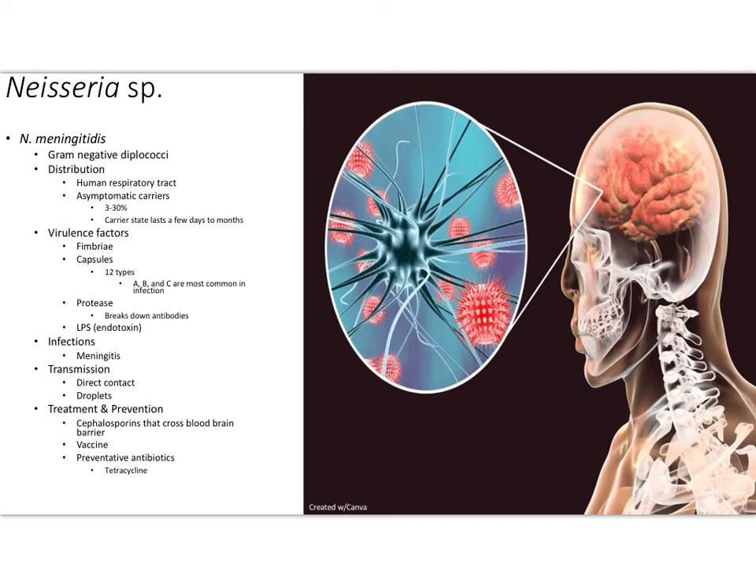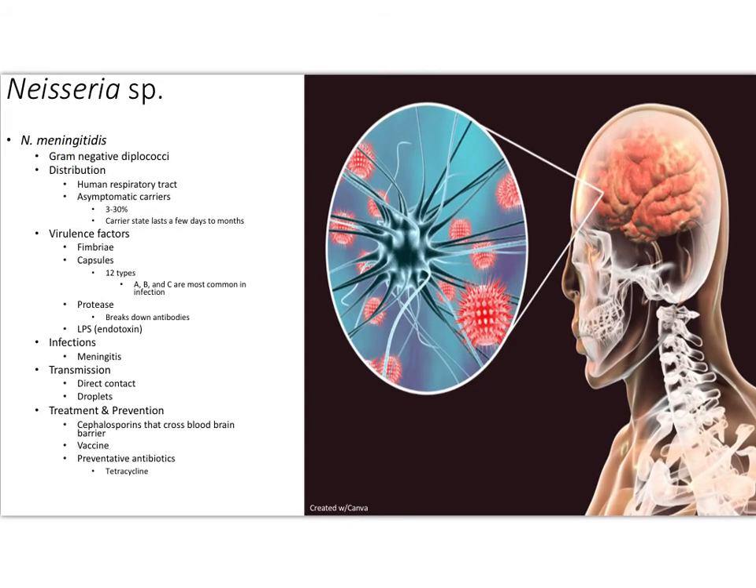Our next organism is also in the Neisseria genus, and its species is meningitidis. So this bacterium is called Neisseria meningitidis, and it is also a gram-negative diplococci that is found pretty much exclusively in humans. This one, instead of being in the genital tract, though, is in the respiratory tract. And many people can be, and sometimes are, asymptomatic carriers of this particular bacterium.